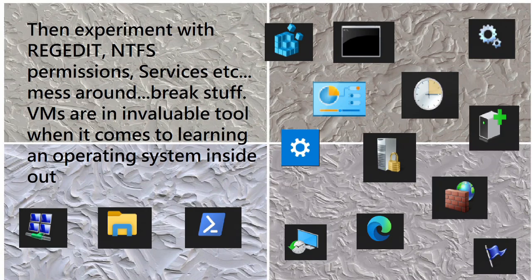Just experiment with NTFS permissions. Go to the Registry Editor. Go to Edge and mess with all the countless settings you have in Edge. Mess around with the firewall, the local security policy. There's so many settings there. PowerShell, learn PowerShell that way. It can be daunting to learn PowerShell on your normal computer because you don't want to break stuff, but if it's a virtual machine, it doesn't really matter.